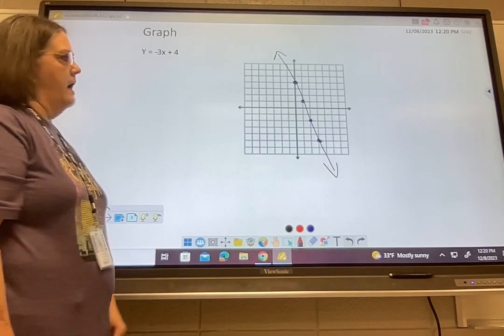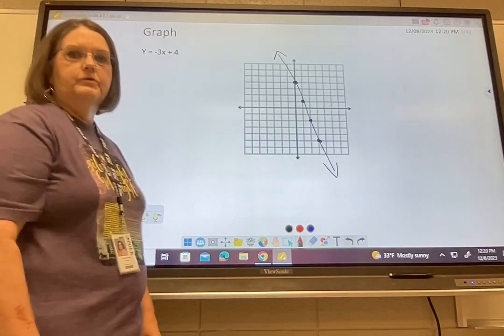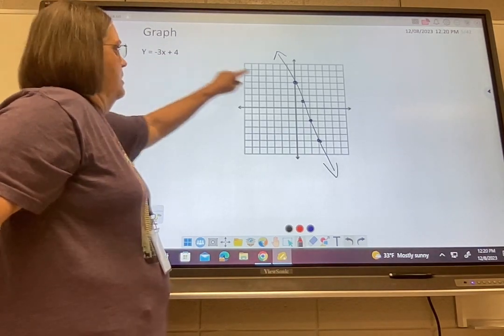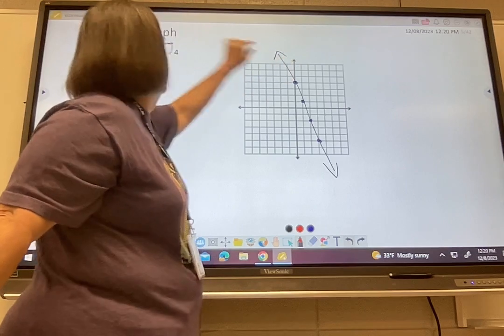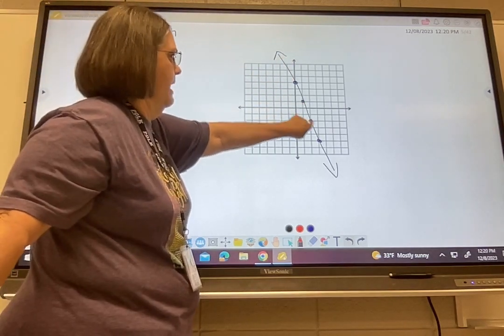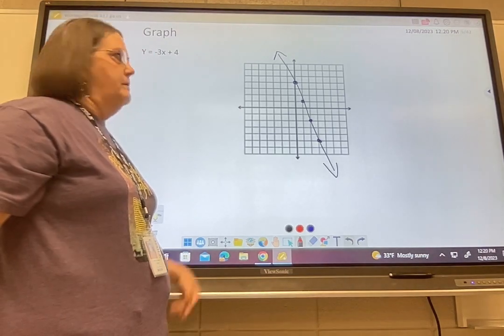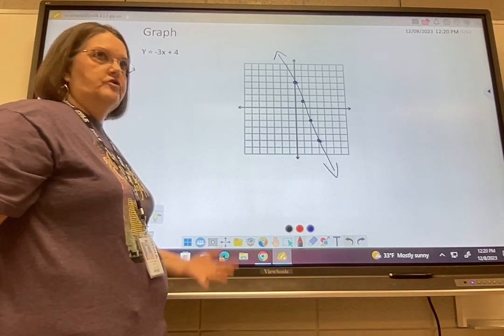All right, this graph, you can graph it one of two ways. You can do it by hand the way that I taught you to do, which is to start at 4 on the y-axis right here and then count your slope and go down 3 to the right 1 and sketch it. Or you can put it in Desmos, see what Desmos says, and sketch it from there.